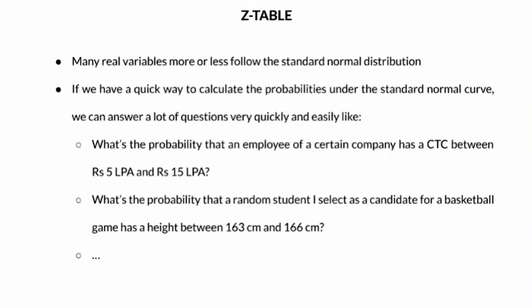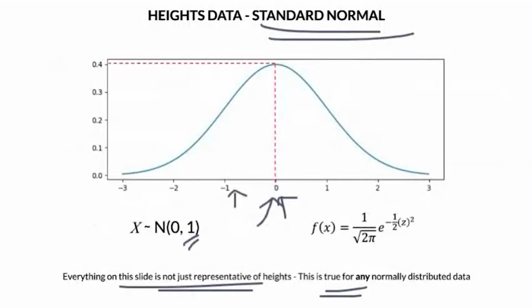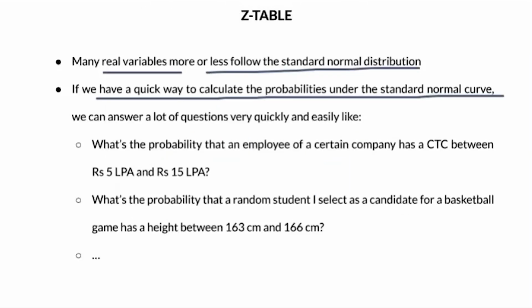Great. Now that brings us to something called the Z table. We have seen that many real variables more or less follow the standard normal distribution. Now, if we have a quick way to calculate the probabilities under the standard normal curve, basically if somebody can give me a very quick way to find the area under the curve for different intervals, then I can answer a lot of questions. Many questions can be answered.